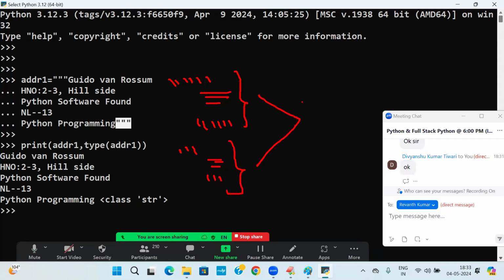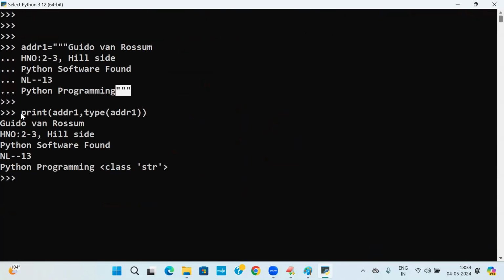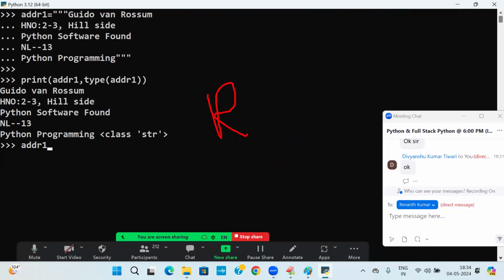When it is stored inside that memory, PVM will store everything in single quotes only. For what? For minimizing the memory. To represent 6 times the single quotes, or 3 times double quotes, it takes a lot of memory internally. That's why, irrespective of the quotes you write, internally it is represented in the form of single quotes. For efficient memory management, they went like that. How can you know that, sir? Just write ADDR1 without print.